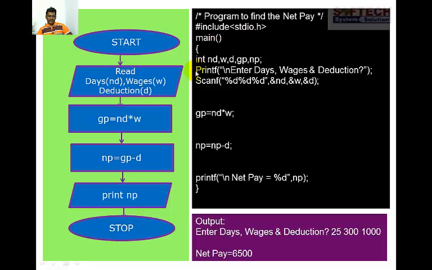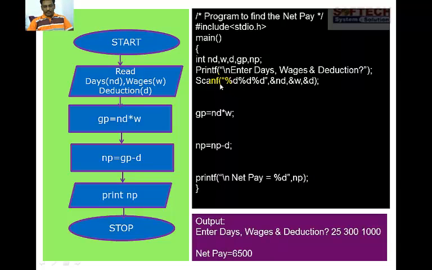Then a main function, so opening brace. What variables are required in C language? First we declare all variables. That variable may be an input variable or an output variable. It will be used for equations, for calculation. So we must declare all variables. What are the variables required? ND, number of days, W, wages, D, deduction, then GP, gross pay, and NP. Totally 5 variables are required. So first we declare 5 variables: ND, W, D, GP, NP. Each and every variable has 2 bytes. It is allocated by the operating system at the time of compilation.